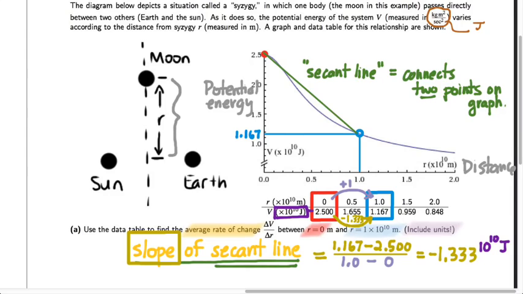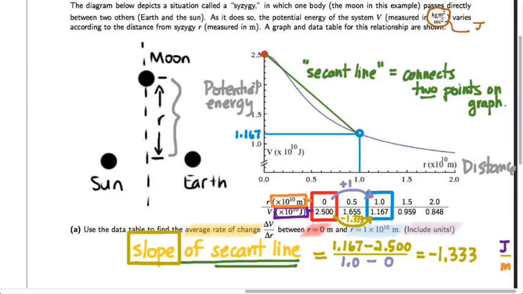Like any slope, the units, because slope is rise over run, are the units of the vertical quantity divided by the units of the horizontal quantity. Since our vertical quantity, potential energy here, is measured in 10 to the 10th joules, in other words, in 10 billions of joules, that's going to be the numerator of my units, where the denominator of my units is the units of my horizontal quantity, 10 to the 10th meters. So the units of my slope are 10 to the 10th joules per 10 to the 10th meters. But we can make that a little simpler, because we have that 10 to the 10th both top and bottom. We can cancel it out and see these units more simply as just joules per meter. Negative 1.333 joules per meter.